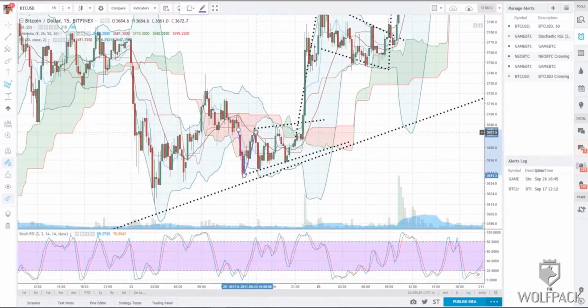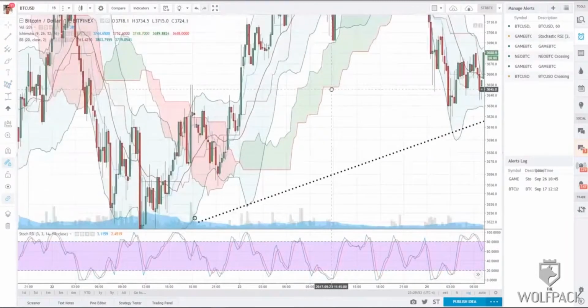1 point. It challenges this ceiling right here. Or it challenges the bottom 3 times. It bounces off the bottom 3 times. So 1, 2, 3. Wait a second. That doesn't sound right. Let me restart that. Right here. 1. No, it's not a 3-point drive. Where was it? This wasn't it.